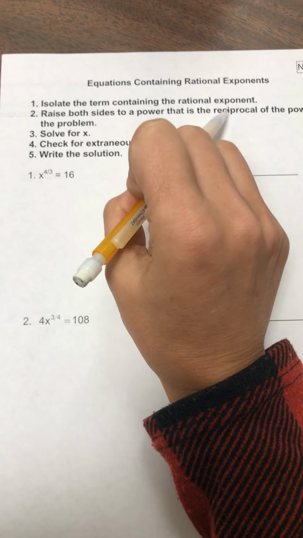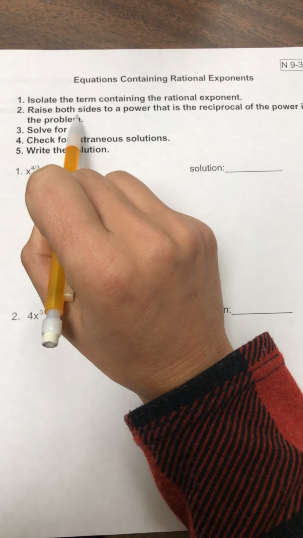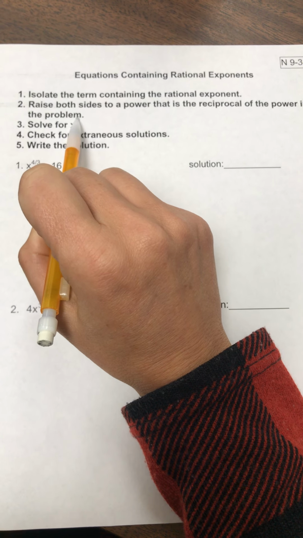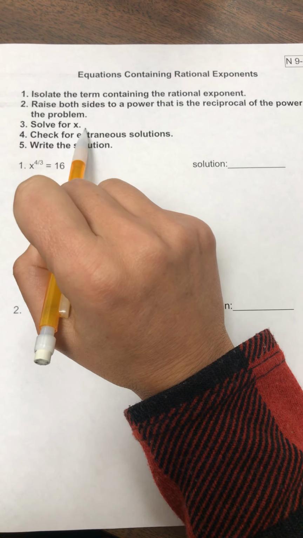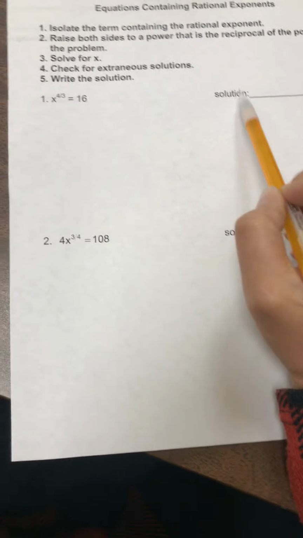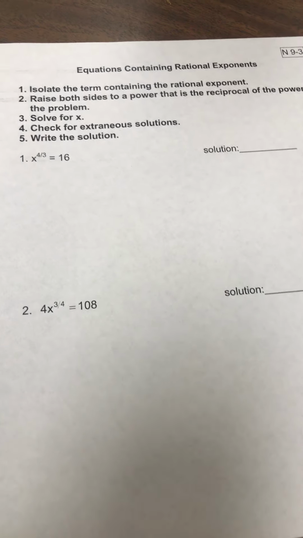Isolate the term containing the rational exponent. Then you're going to raise both sides to the power that is the reciprocal of the power in the problem. Then you're going to solve for x, and then you're going to check for extraneous solutions, okay? And then you're going to write your answer once you've done that. Okay, so just refer back to your notes if you forget the steps.